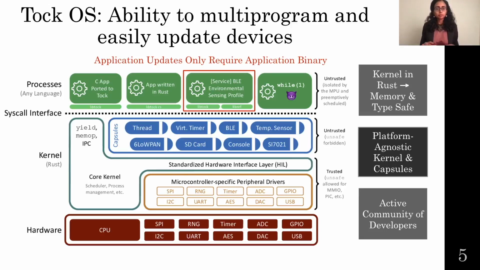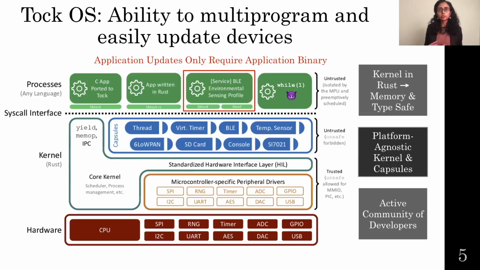In this work, we use the Tock operating system. Tock is a secure embedded operating system with the kernel written in Rust, which is memory and type safe. So some of the reasons that we went with Tock. Tock basically has this process abstraction where the processes are sandboxed. So if one process has a fault, it won't cause a problem for the entire system.